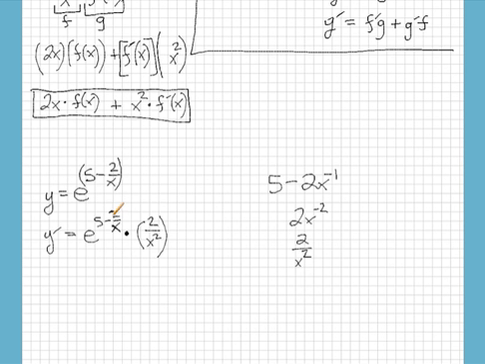There's not much you can do to clean this one up. This is in the exponent here, so you can't multiply this times that. So yeah, that is our answer for that one.